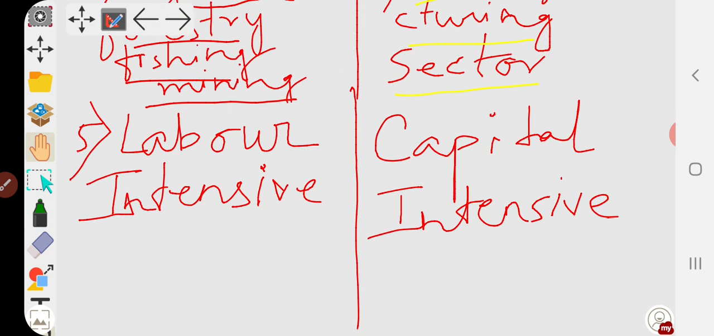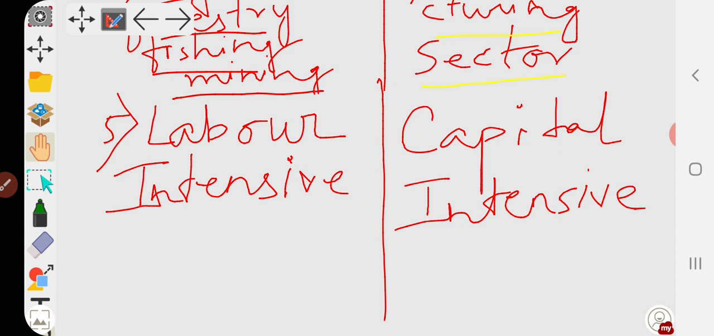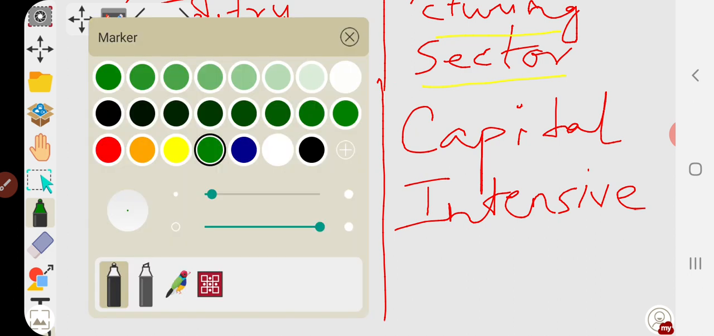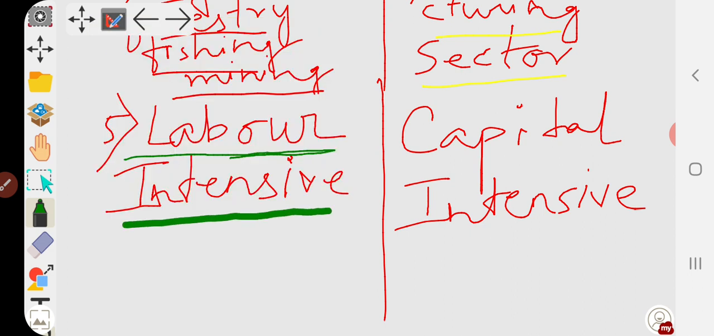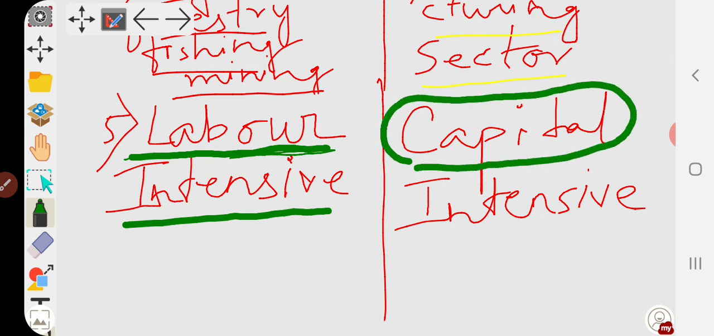And what is the last point of difference? Now we can see that a huge number of laborers are employed in agriculture, forestry or mining activities. So these are labor intensive activities. And in the secondary sector, we can see maximum work is done by the machineries. So these are capital intensive activities. So these are the basic differences between primary sector and secondary sector.